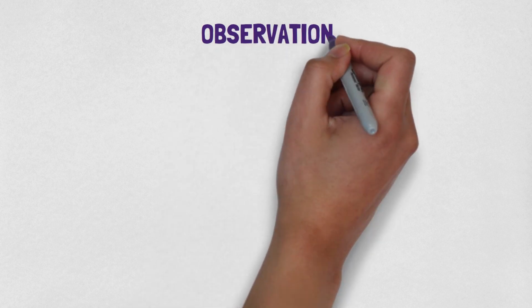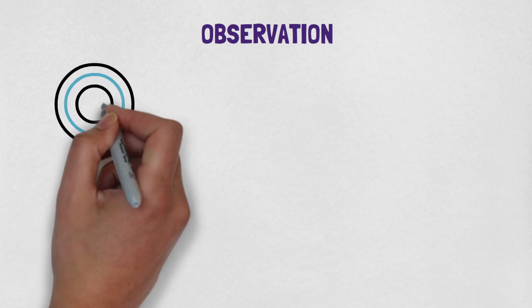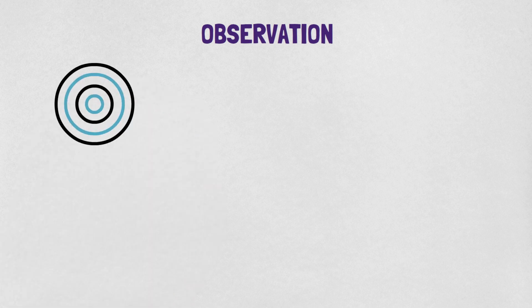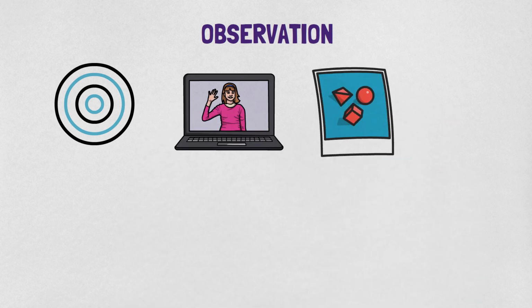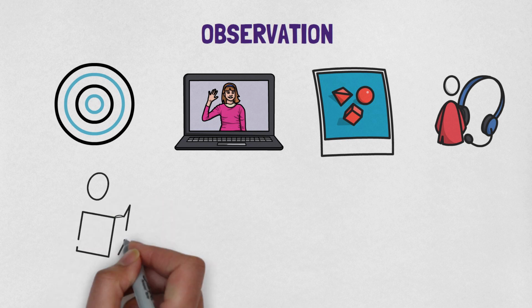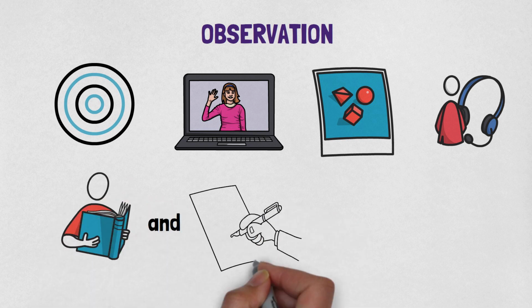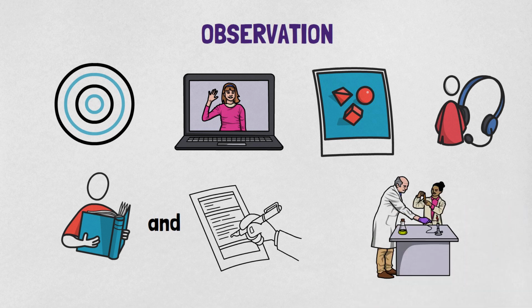Observation. One way to determine your child's learning styles is through observation. Pay attention to how your child interacts with their environment. Do they enjoy watching videos or looking at pictures? Do they prefer to listen to stories or lectures? Do they prefer to read and write? Or do they prefer to engage in hands-on activities? This observation can give you clues about your child's learning styles.